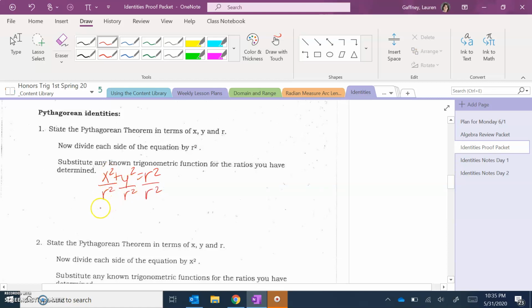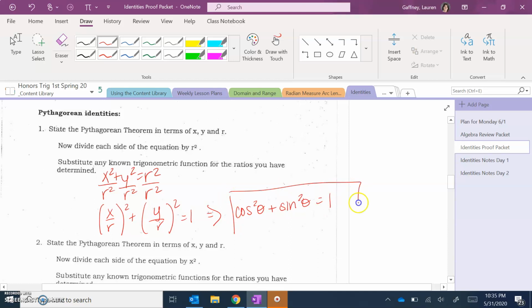So if I divide everything by r squared, well, x over r, I'm going to rewrite it. They're both squared, so I'm going to rewrite it like so. Same thing here. r squared over r squared is just 1. Well, x over r, that's cosine, so the first piece is the same as cosine squared. y over r, that's sine, so that's the same as sine squared theta equals 1. This is important. This is the biggest Pythagorean identity of them all. Cosine squared plus sine squared equals 1, or you could say sine squared plus cosine squared equals 1.